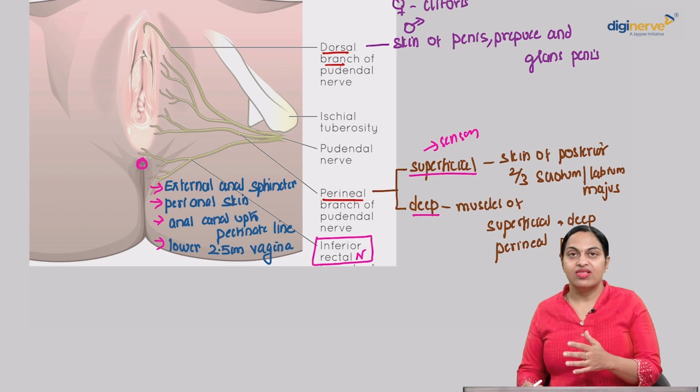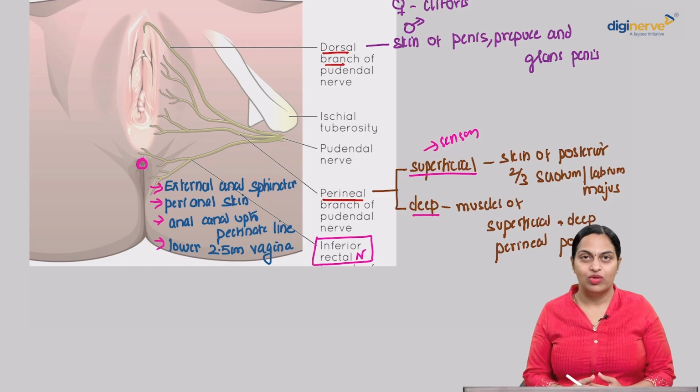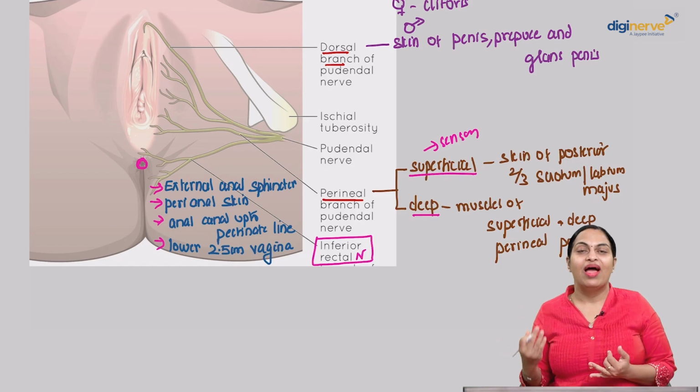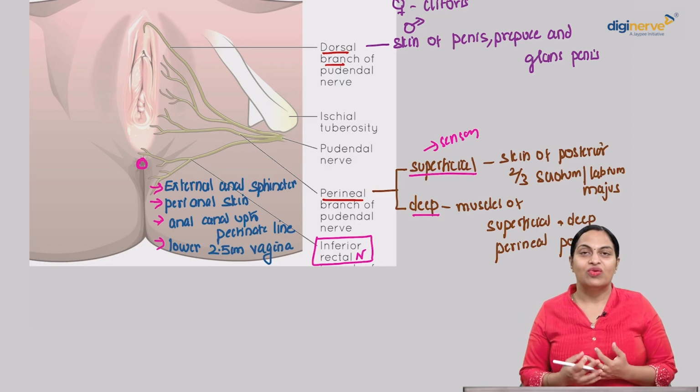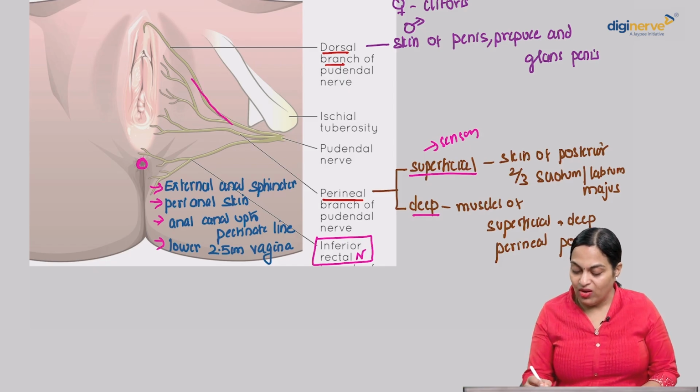Okay? The dorsal nerve of the penis supplies the skin of the penis, the prepuce and glans penis. In the female, the dorsal nerve of the clitoris supplies the clitoris. So the inferior rectal nerve, the perineal branch dividing into superficial and deep, and then the dorsal nerve. These are the branches of the pudendal nerve. And you can see, yes, it's going to supply all this area over the perineum.